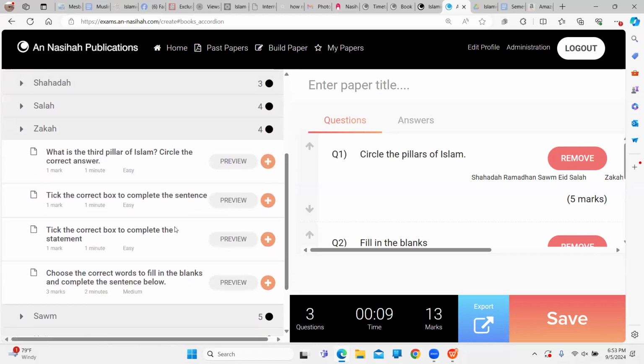Then I can choose Zakah. I can choose an easy question, a medium question. So how many questions have I chosen? 5 questions. Here, 5. How long will it take? How much time?